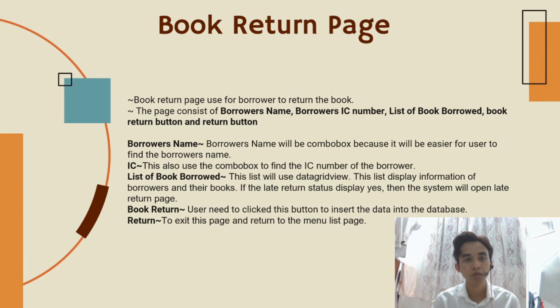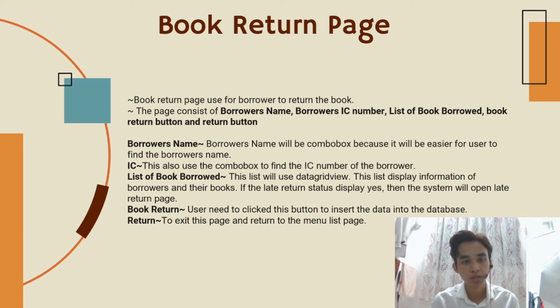Next we have the book return page. The book return page is used for a borrower to return a book. The page consists of borrower's name, borrower's IC number, list of books borrowed, book return button, and return button. Borrower's name will be a combo box because it will be easier for the user to find the borrower's name.